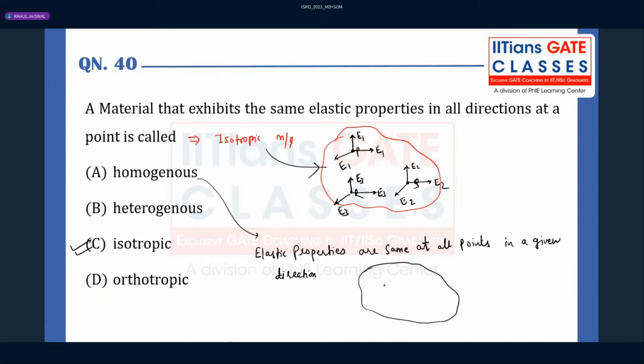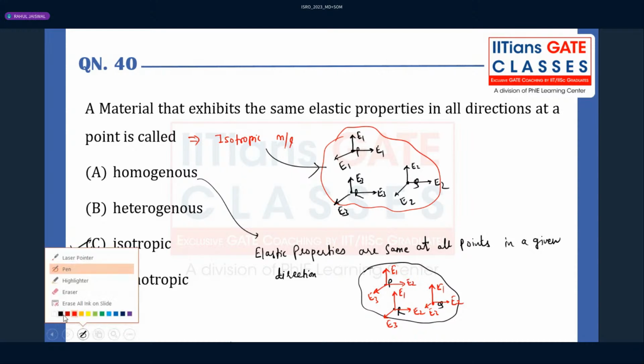Let's say you have a material. Again, select P, Q, and R. Here, you take any given direction, let's say the y direction. In the y direction, the elastic property will be E1, E1, E1 at all the points. In the x direction, let's say E2, it will be E2, E2, E2 at all the points. Let's say E3 in the z direction, it will be E3 at all the points. So homogeneous material is non-isotropic material. You can see very clearly it's a non-isotropic material.